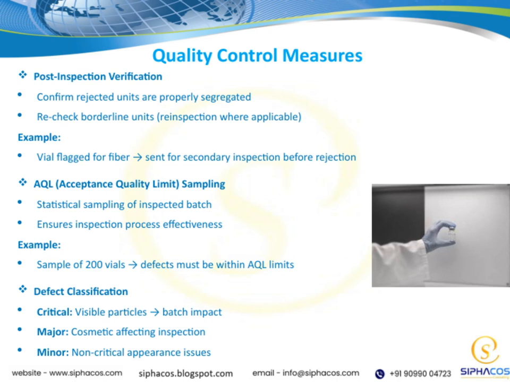Finally, let's discuss defect classification. We categorize defects into critical, major, and minor. Critical defects, like visible particles, can significantly impact the batch's safety or efficacy. Major defects are cosmetic issues that might affect the inspection process, but aren't necessarily safety hazards. Minor defects are non-critical appearance issues that don't affect the product's function or safety. Understanding these classifications helps us prioritize our response and maintain high-quality control standards across our processes.